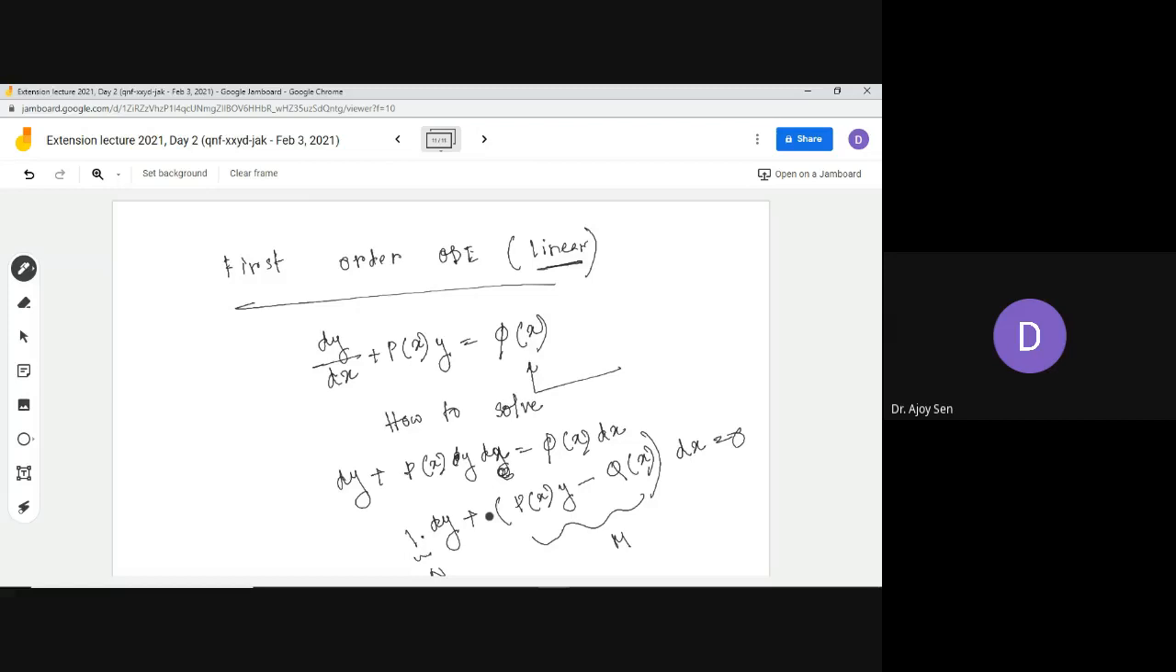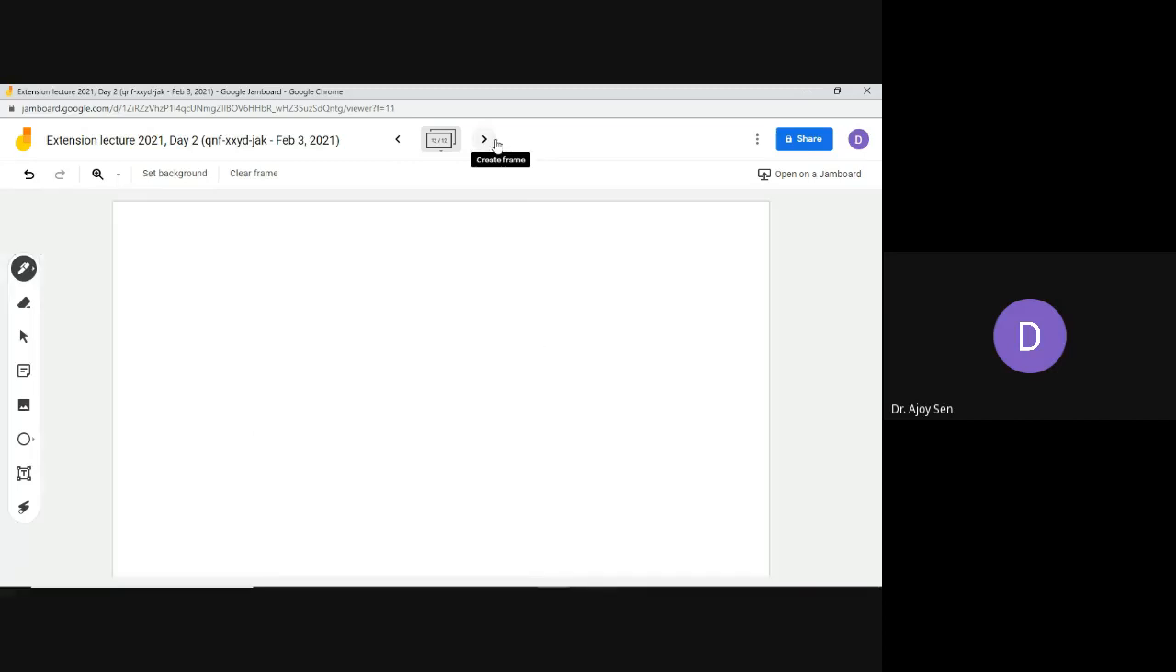So this is our point of approach here. If you, I think next page is better. So I think you all know, I am not going into details, but for your purpose, I will go a little bit, that will be better for you. So we have M equals to P(x)y minus Q(x), N equals to 1.